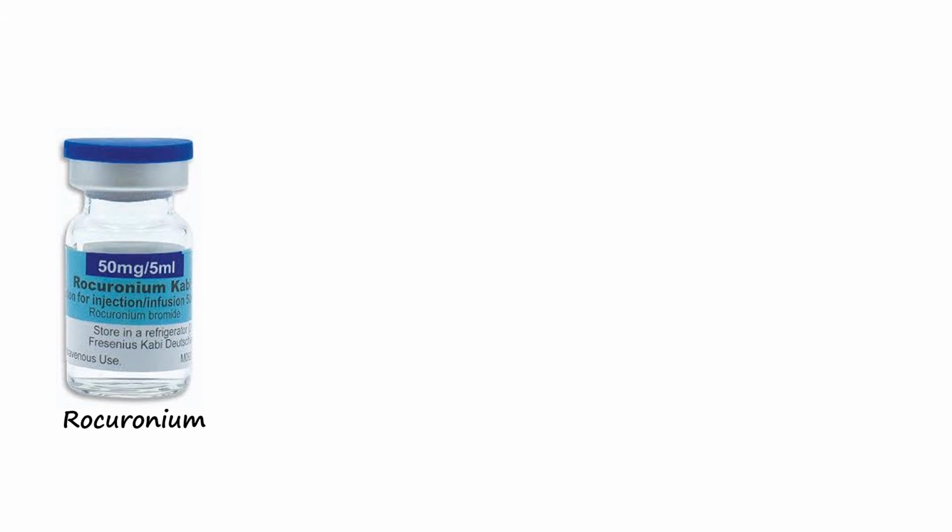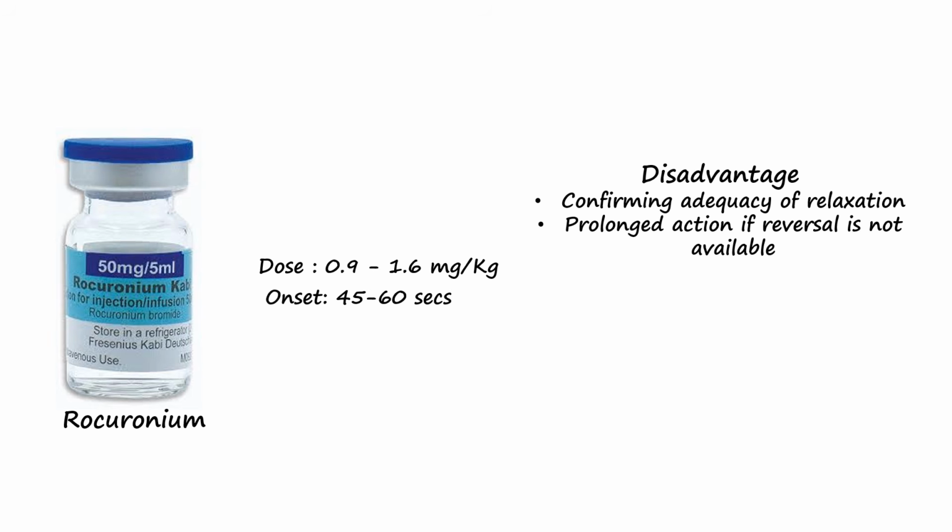Rocuronium is an alternative agent used for paralysis. In high doses in a range of 0.9 to 1.6 mg per kg, profound relaxation is obtained within 45 to 60 seconds, which is comparable to succinylcholine. One disadvantage, however, is the lack of fasciculations, so other methods of ensuring adequate laryngeal paralysis must be used.